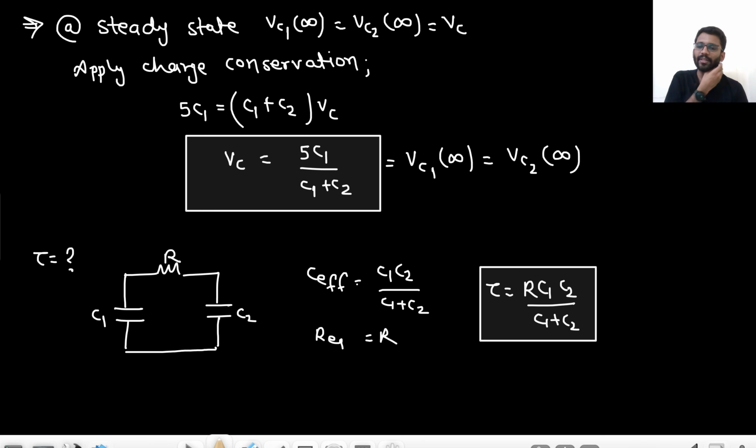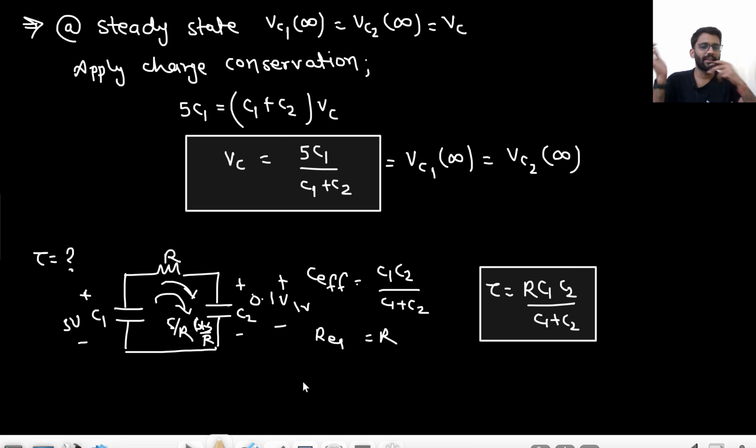So what is actually happening here? Initially it had 5 volt, so the current was 5 by R. Now this gives some voltage to C2. Let's assume it has developed 0.1 volt. So the current will be 5 minus 0.1, that means 4.9 by R. After that, let's assume it has developed 1 volt, then the current would be 4 by R. So slowly the current is getting reduced, right?